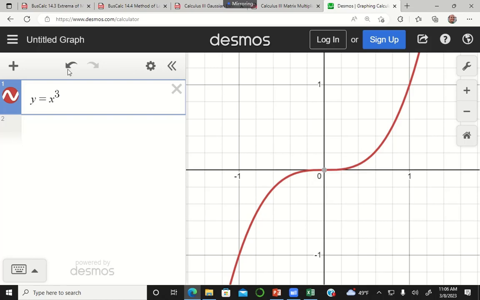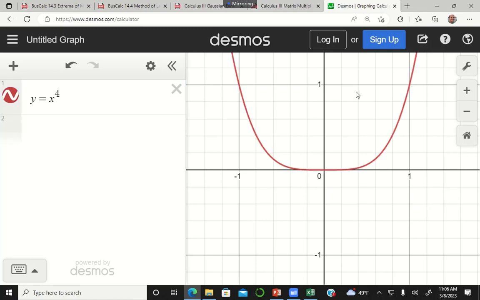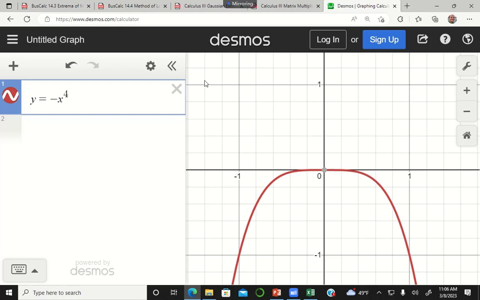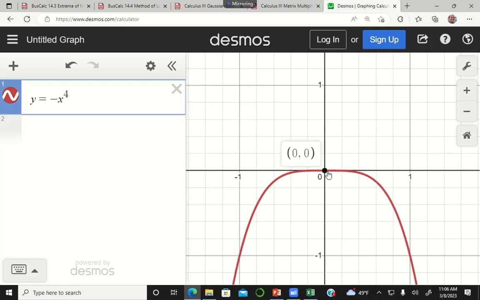But if I have the function x to the 4th power, then again, I've got a critical point at the origin. But if I try the second derivative test, I get 0. And even though the second derivative is 0 there, this is still a minimum of the function. And likewise, if I had negative x to the 4th, that's another place where the second derivative is equal to 0, but that's actually a maximum. And so getting a second derivative equal to 0 doesn't tell you anything about the nature of that critical point.